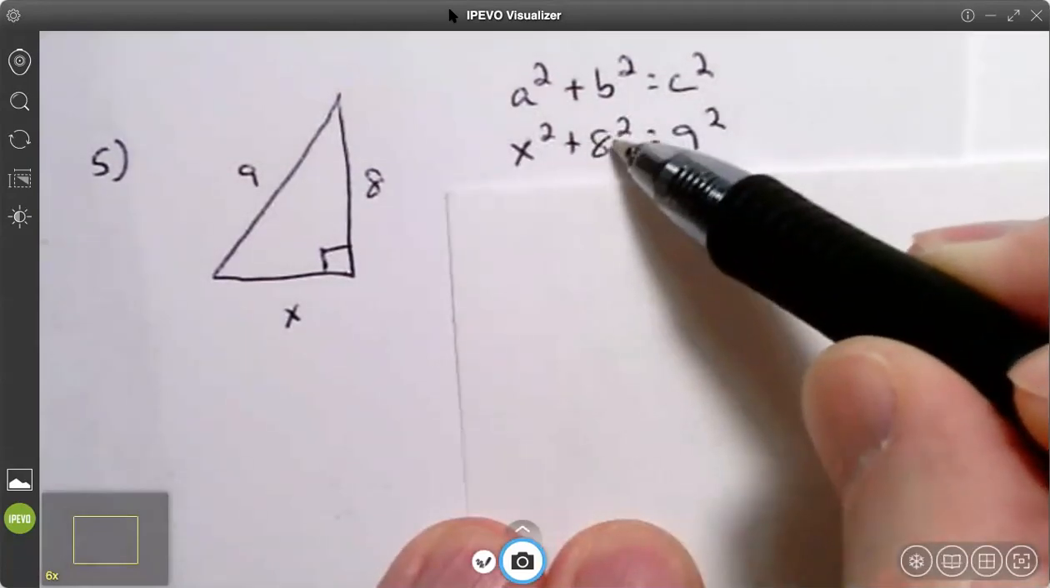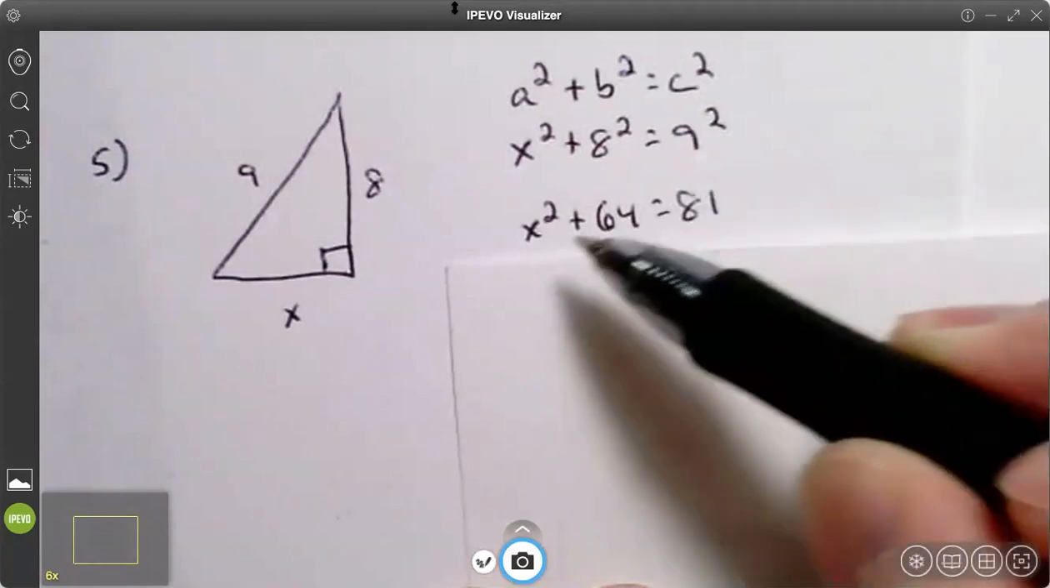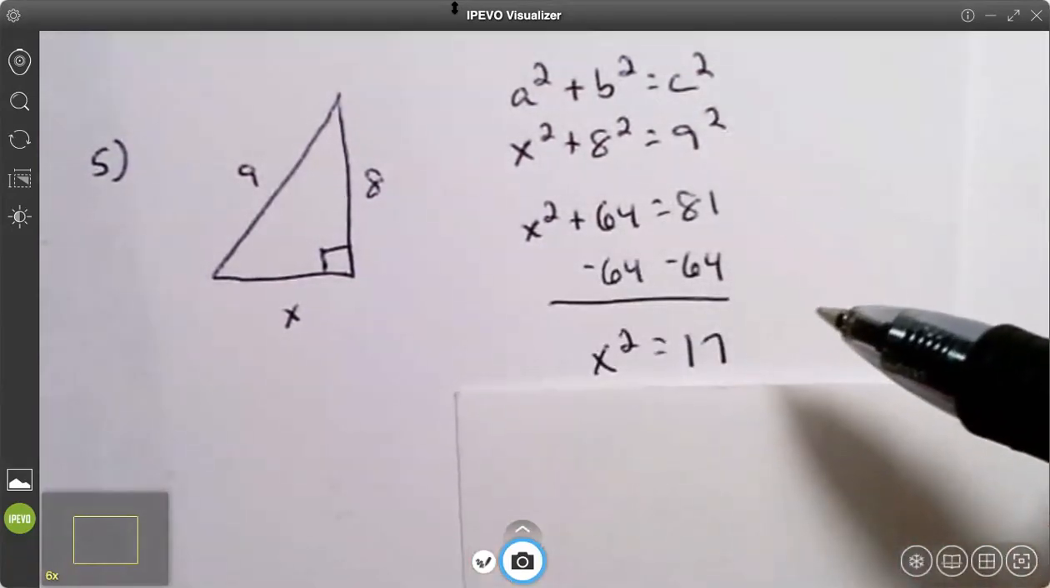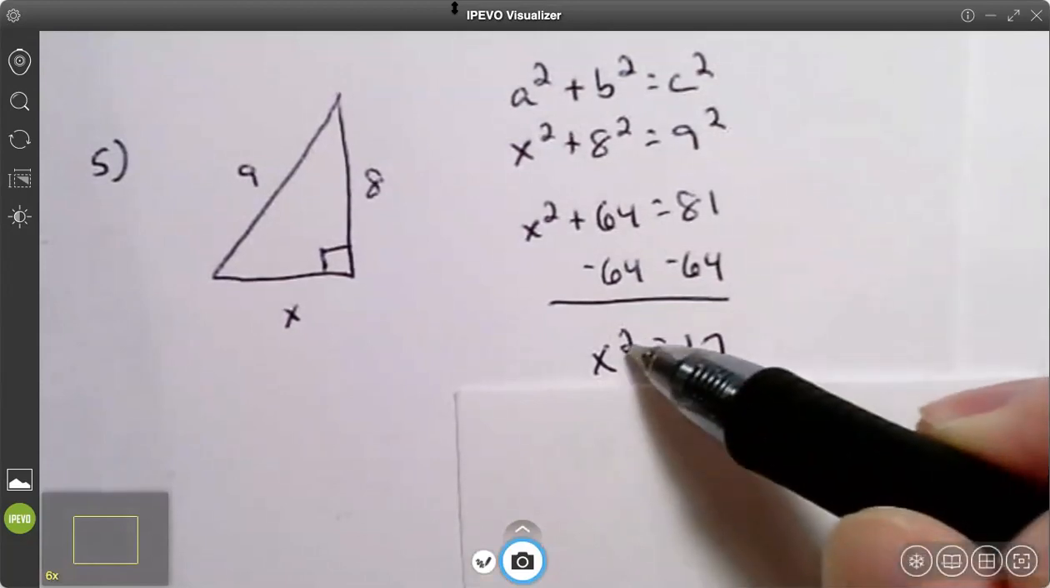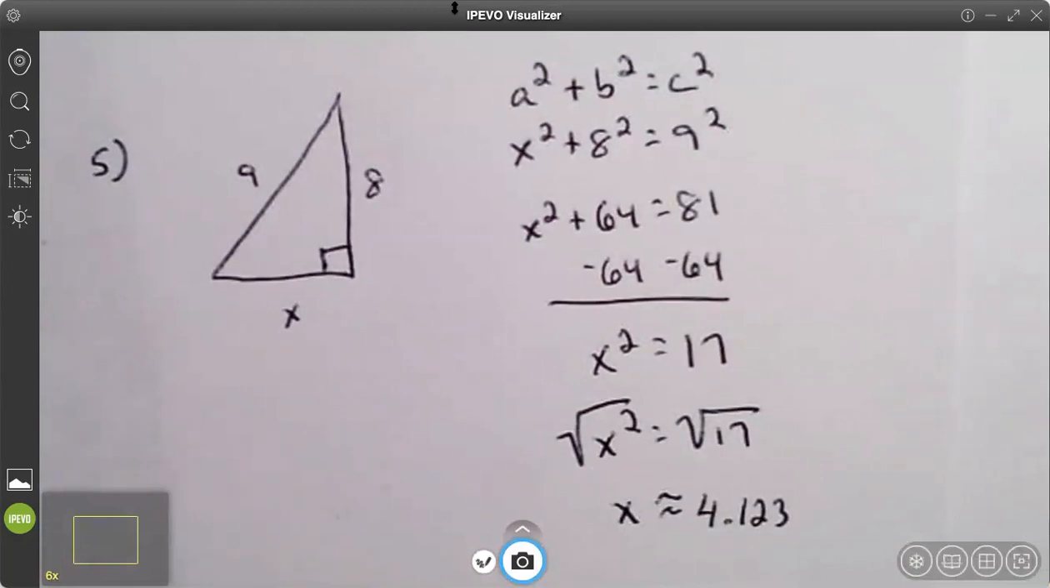So first, we square everything. 8 squared is 64. 9 squared is 81. On my way to isolating this variable, I first subtract 64 from both sides. Then, to get rid of this square, I take the square root of both sides. And the square root of 17, rounded to the nearest thousandth, is about 4.123. And that is your review for the test on triangles.